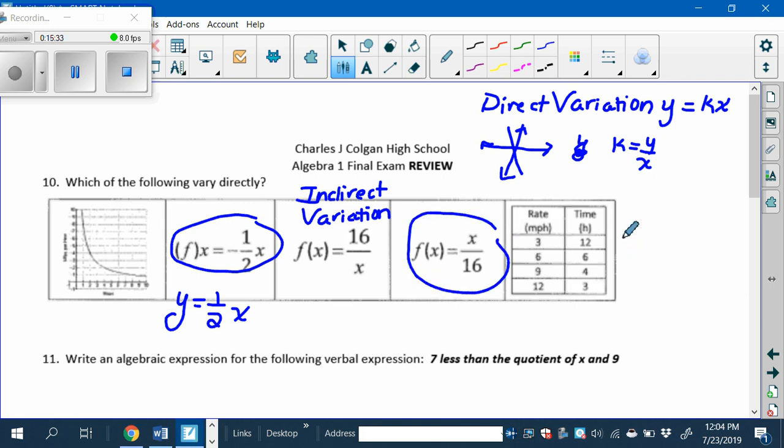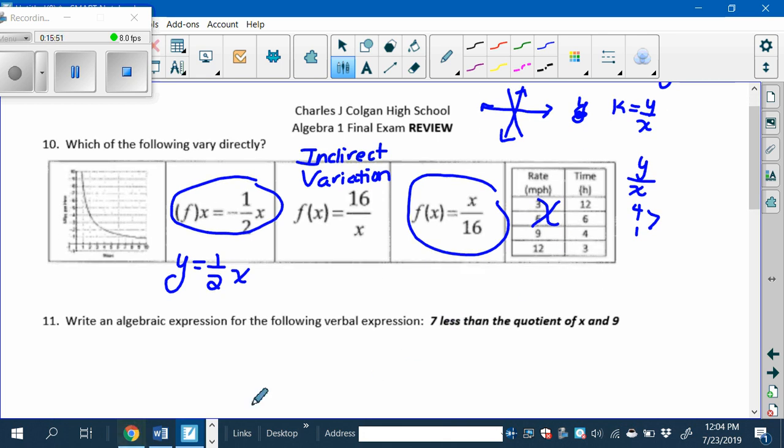And then for here, I'm going to calculate y over x for each one of these. So 12 divided by 3 is 4, and 6 divided by 6 is 1. So already, when y over x is not the same for all the points, that is not direct variation.